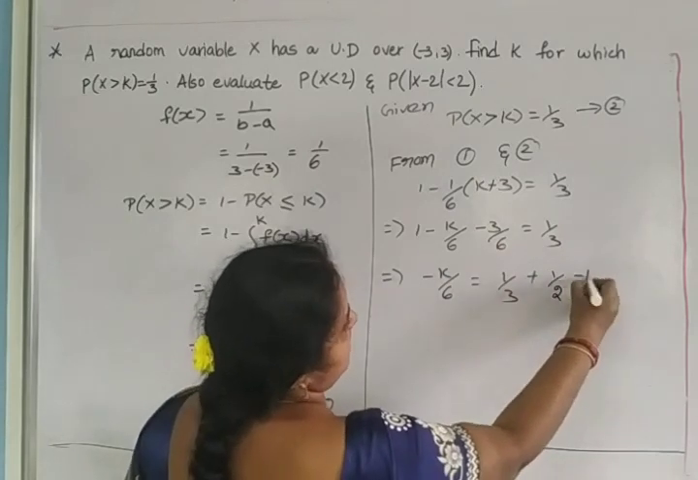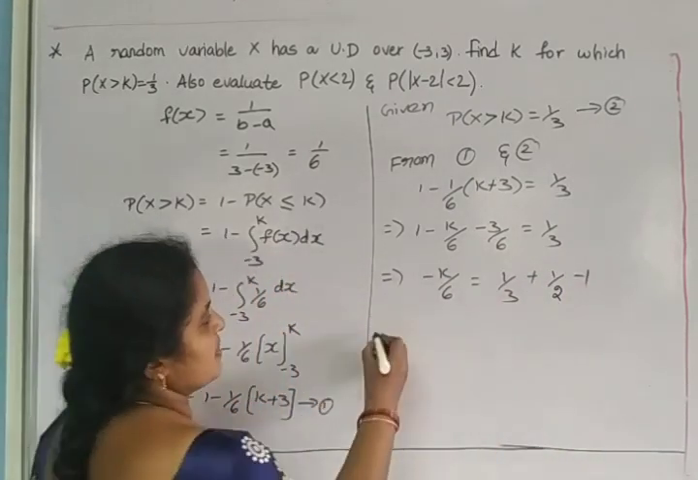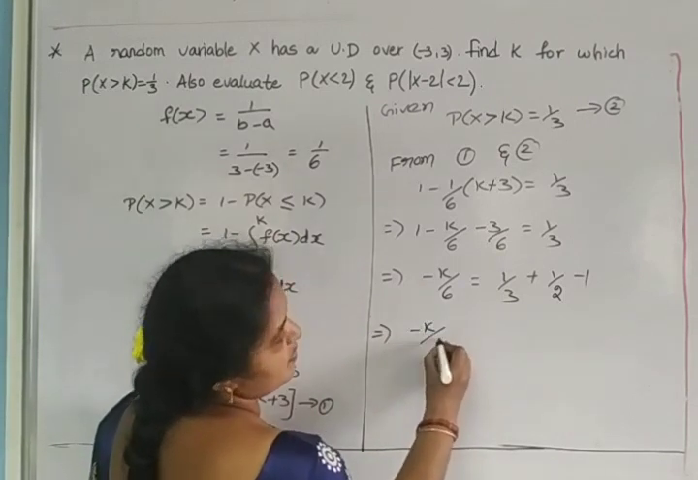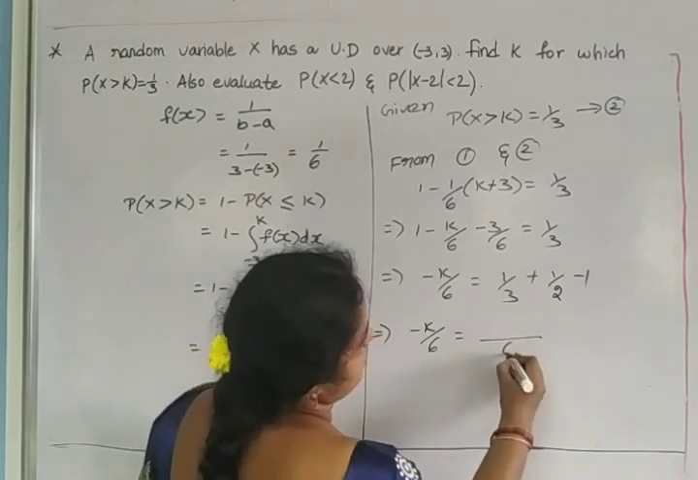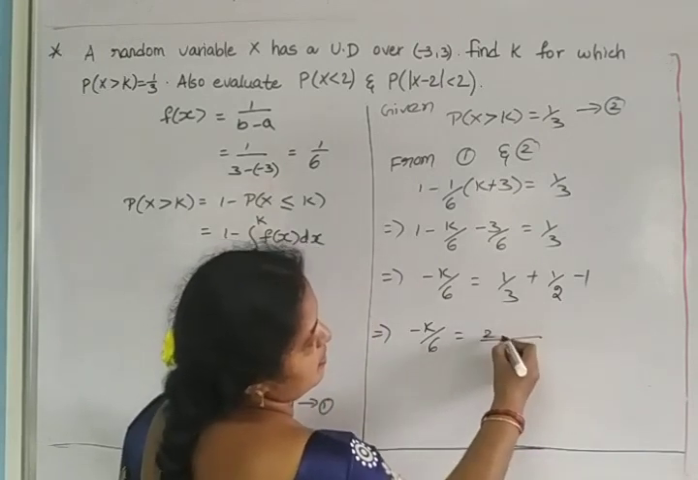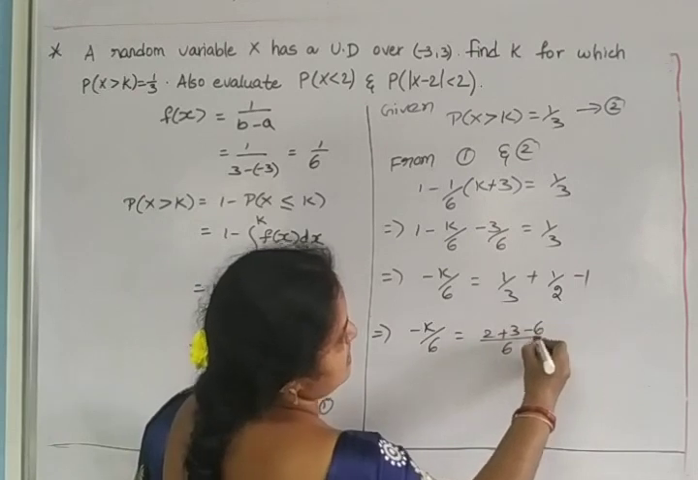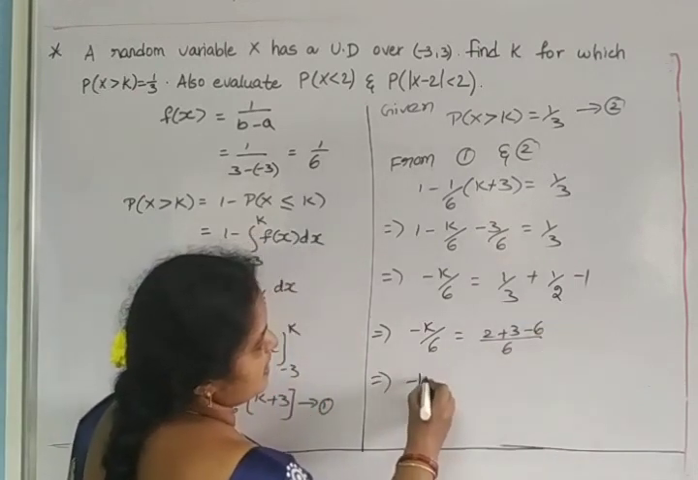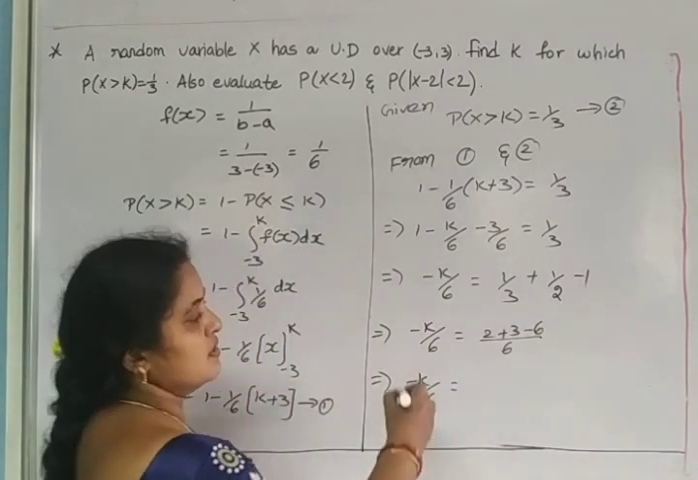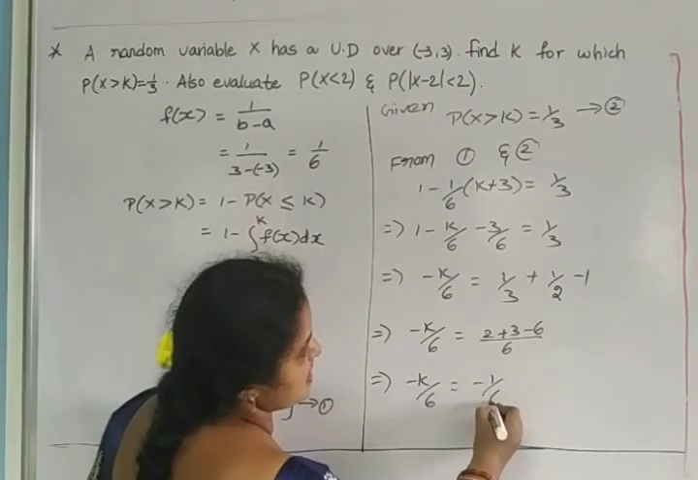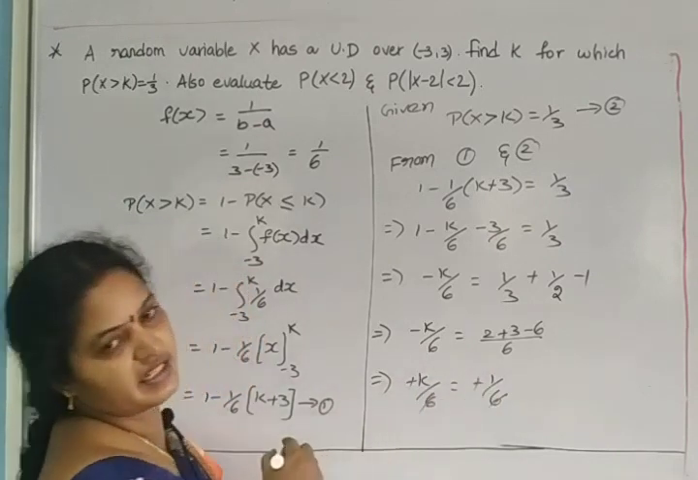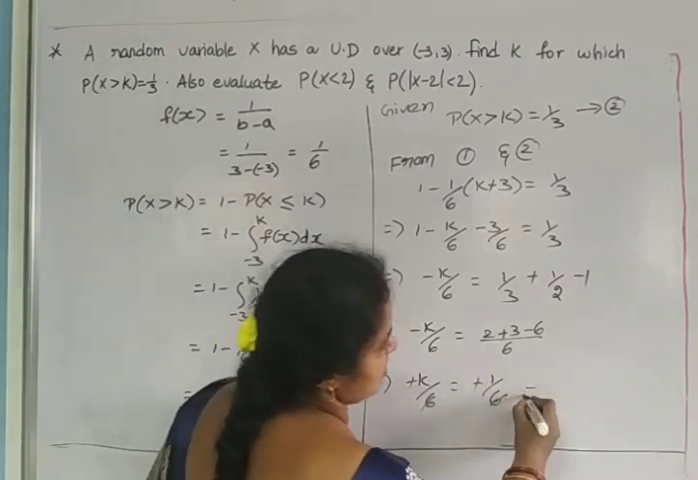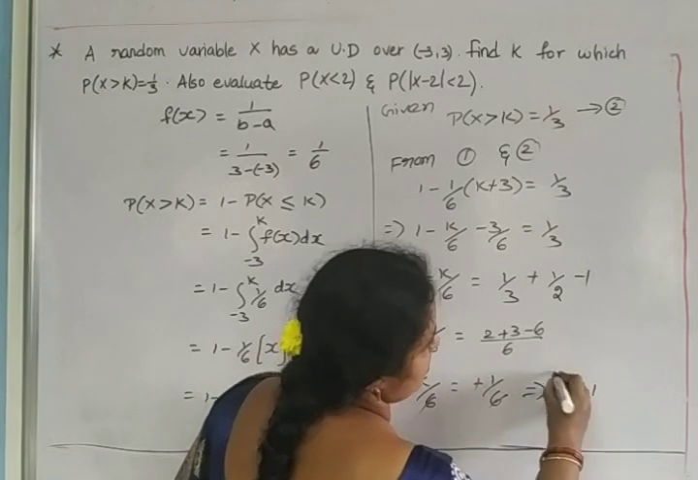Next one is minus 1. So which implies minus k by 6 equal to, here the LCM is 6, so you will get 2 plus 3 minus 6. So minus k by 6 equal to minus 1 by 6. Here 6 gets cancelled, minus gets cancelled. So which implies k equal to 1.